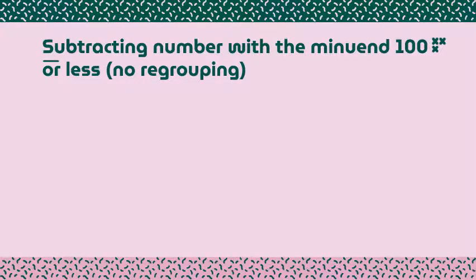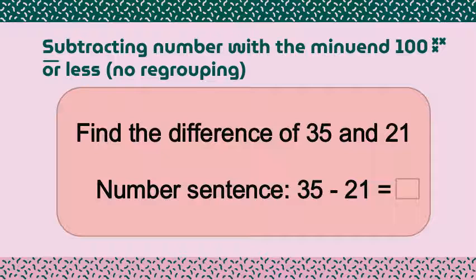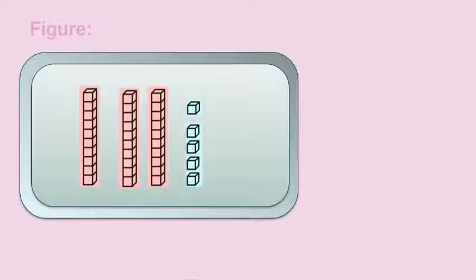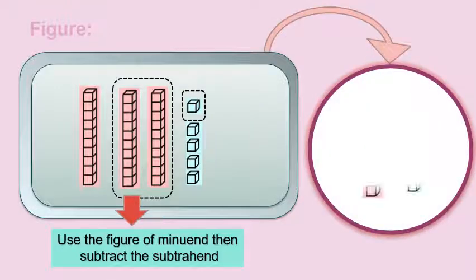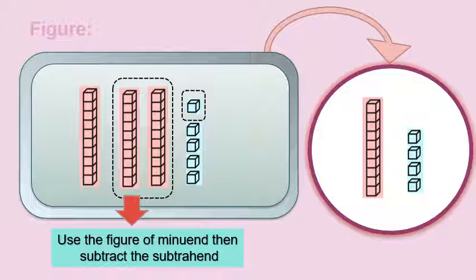One more example. Find the difference of 35 and 21. The number sentence is 35 minus 21 equals blank. Let's answer this using the figure. First, let's use the minuend, which is 35: 3 tens and 5 ones. Now let's subtract the subtrahend, which is 21: 2 tens and 1 one. Now what is left? Yes, you're right. We have 1 ten and 4 ones, and that is 14.